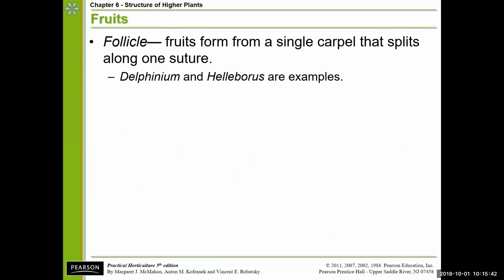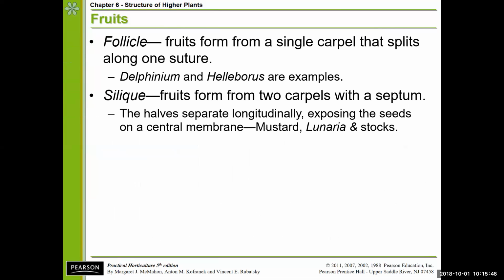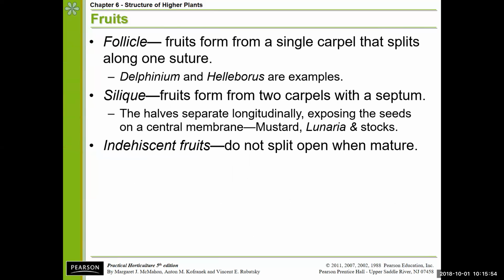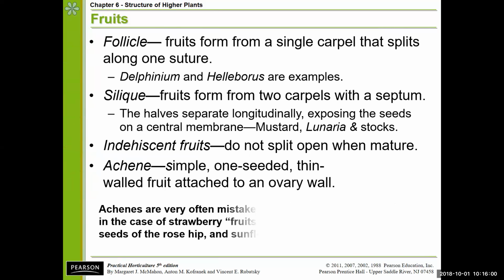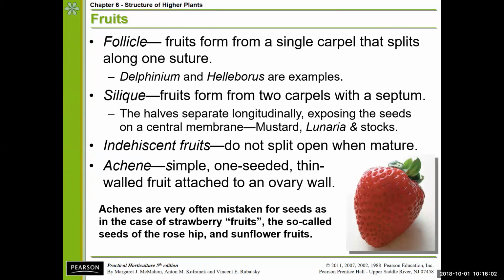We got follicles. Again, mostly in just a couple of particular flowering plant families. Siliques are unique to the mustard family. Indehiscent fruits are those generally that do not split open when mature. Achenes are simple one-seeded, very thin fruits that attach to an ovary wall.